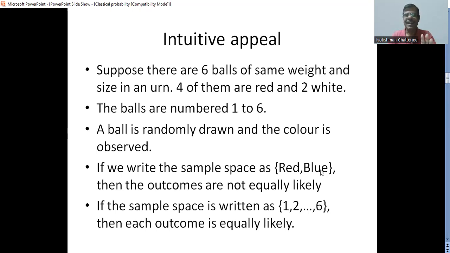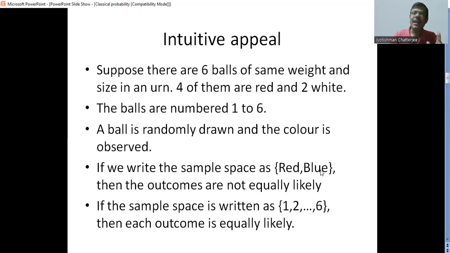Correct? Now, I told you that the balls are also numbered 1, 2, 3, 4, 5, and 6. So one way to write down the sample space is just write down the number of the ball that is picked up. In that case, the sample space will be the set 1, 2, 3, 4, 5, and 6.